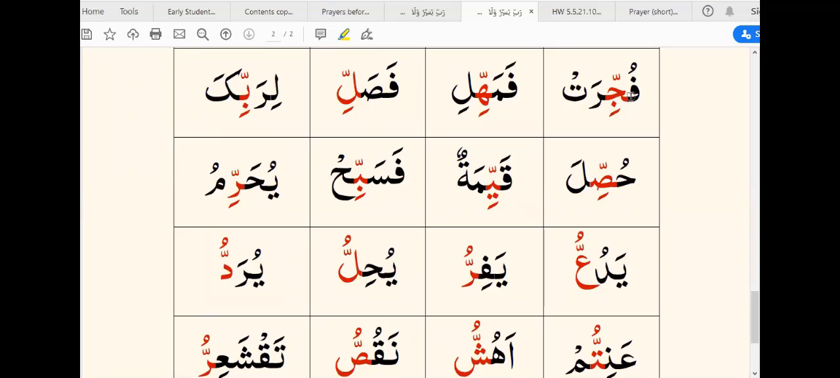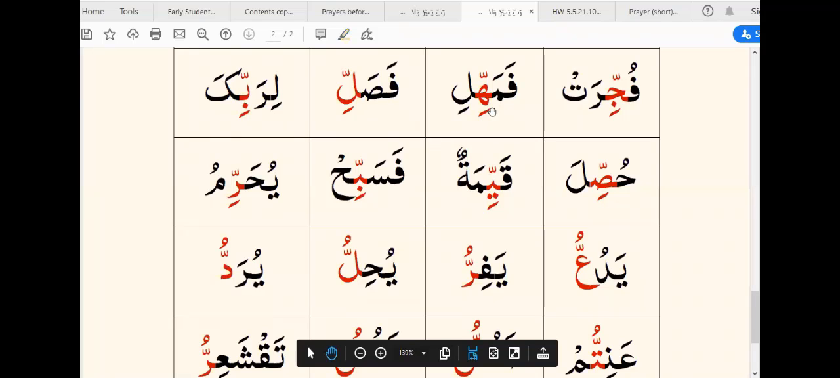So let's start. For the first part, we are going to join letter Fa with letter Jim. Fuj. And then for the next part, letter Jim has a kasra stroke. Ji. Fuji. Fujirat. Well done. The next one over here, letter Ha with the shadda stroke. That means two Ha are present. So for the first one, joining letter Mim with letter Ha. Mah. And then the next one, letter Ha with a kasra stroke. Hi.